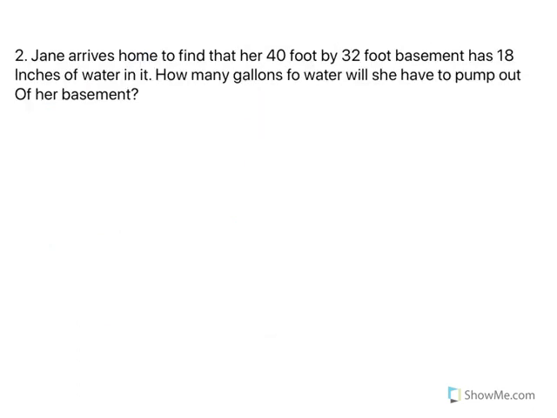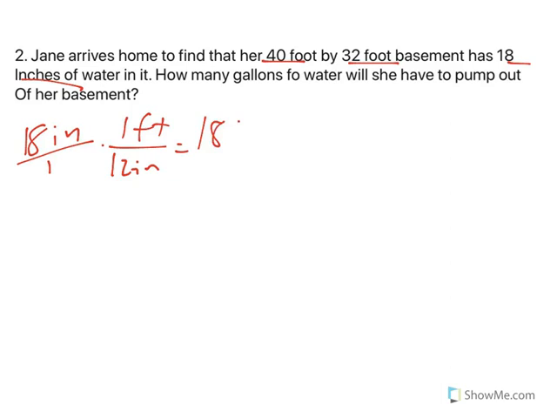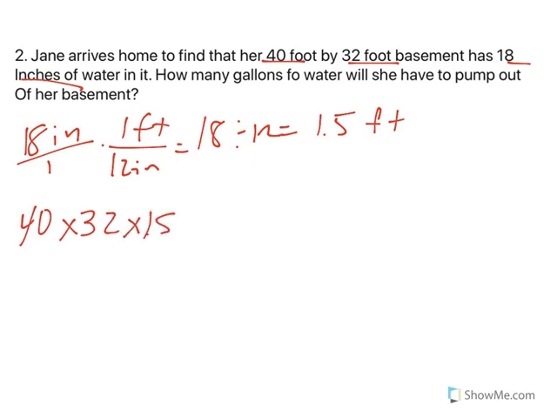Jane arrives home to find that her 40-foot by 32-foot basement has 18 inches of water in it. How many gallons of water will she have to pump out of her basement? Well, right now we are in feet and inches. So first things first, I need to take those 18 inches and change them to feet. So I get 18 divided by 12, which is 1.5. So I have a 40 by 32 by 1.5 foot water problem. So she's got 1,920 cubic feet of water. And I know it's cubed because I have 3 units.